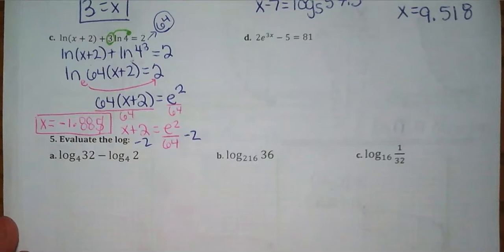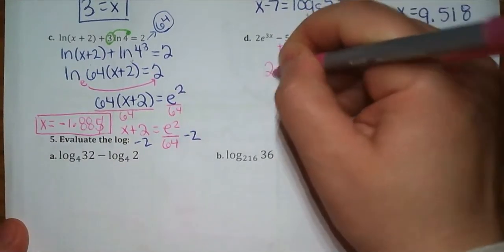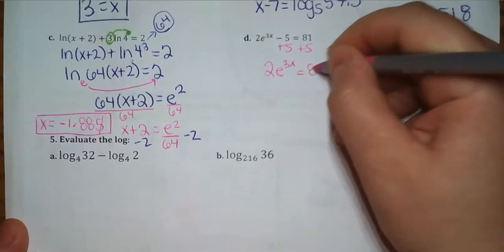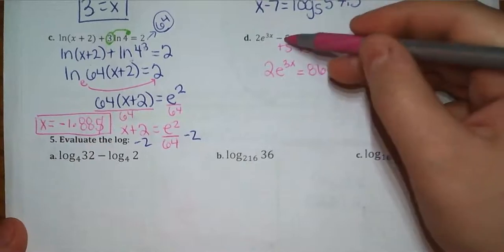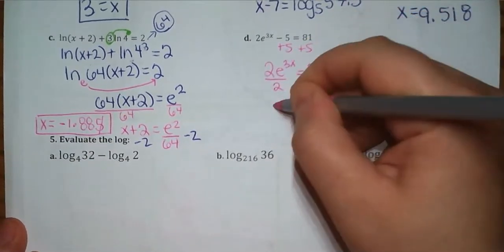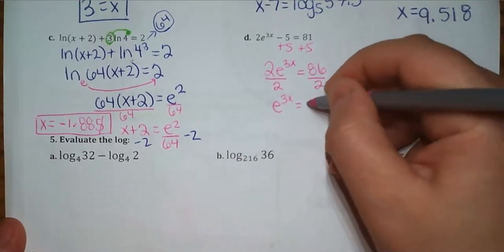Next question, I want to get the e by itself. e is not a variable. It is that number 2.718. So what I'm going to do is isolate that. I'm going to add the 5. Then I'm going to divide by 2. You're going to get e to the 3x equals 86 divided by 2, which is going to give you 43.